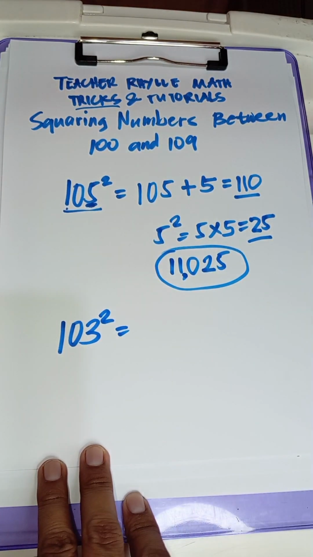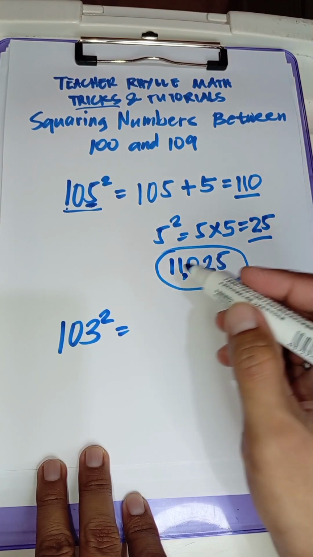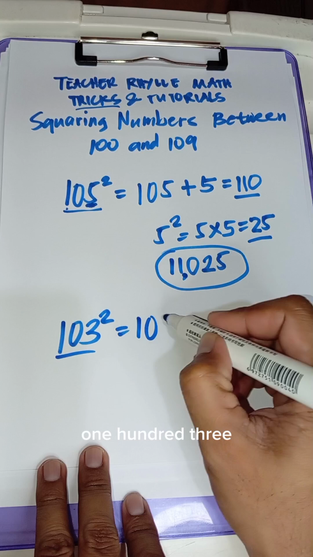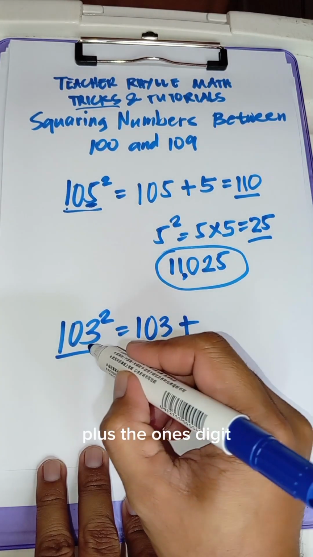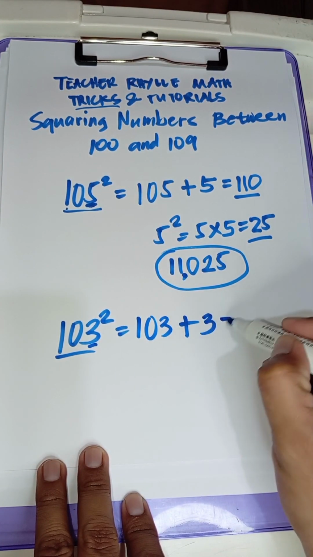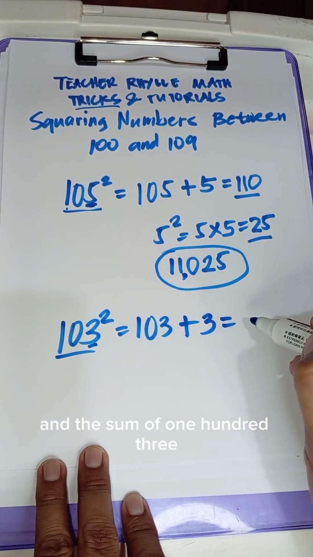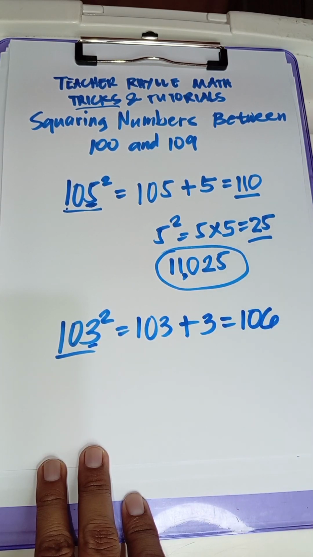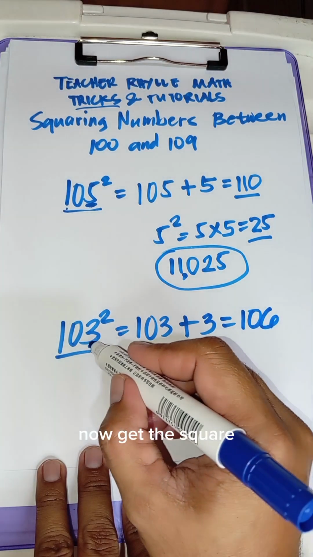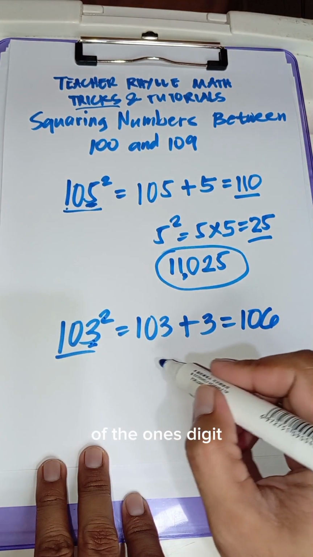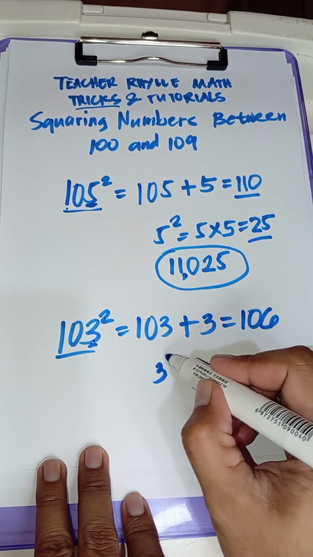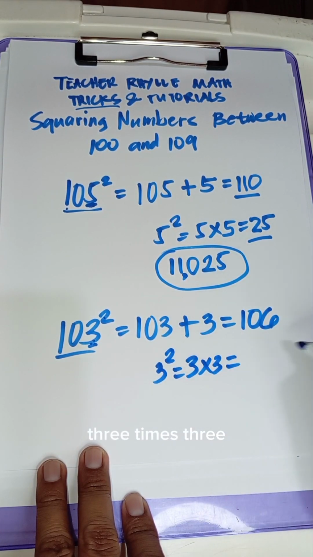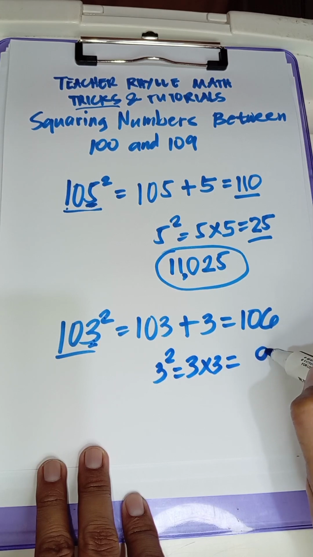Let us have another example. 103 squared. So all you have to do is write this one, 103 plus the ones digit, which is 3, and the sum of 103 and 3 is 106. Now get the square of the ones digit. So that is 3 squared, and that's 3 times 3, and that is 9.